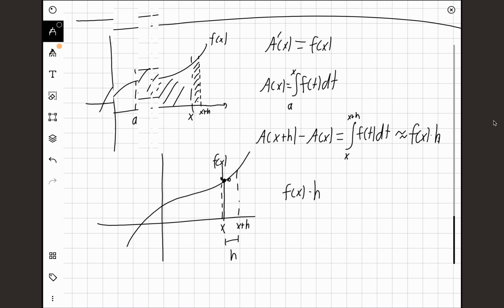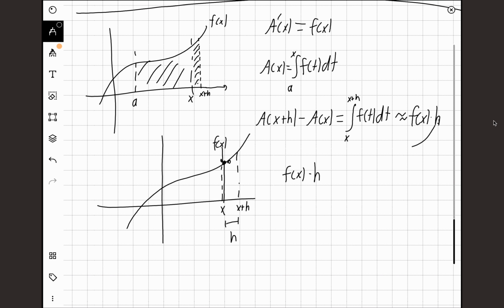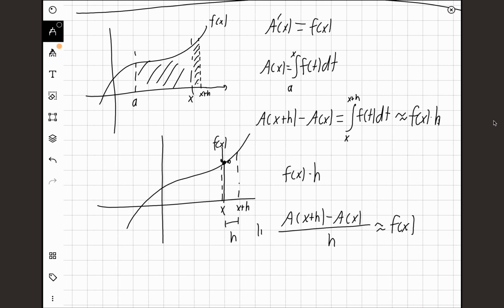And then if I divide by h over here, I get that A of x plus h minus A of x over h will approximately equal our function f of x. But now, what is this over here? That is just the definition of the derivative. If I take the limit as h goes to 0, that is exactly the definition of the derivative of any function: f of x plus h minus f of x over h. So in the limit as h goes to 0, this won't be an approximate sign anymore. That will be an equal sign.